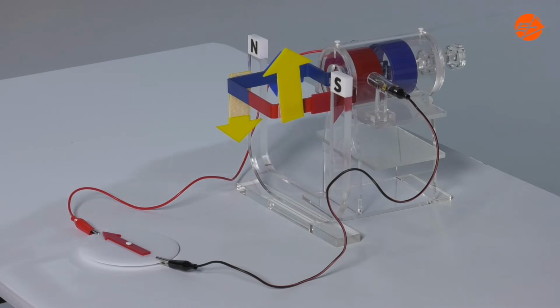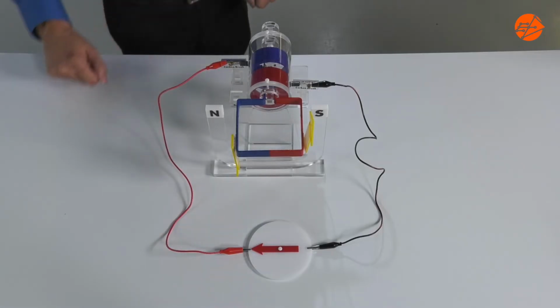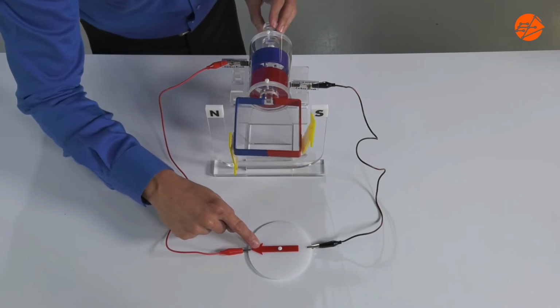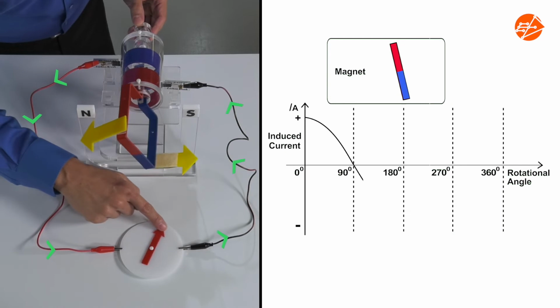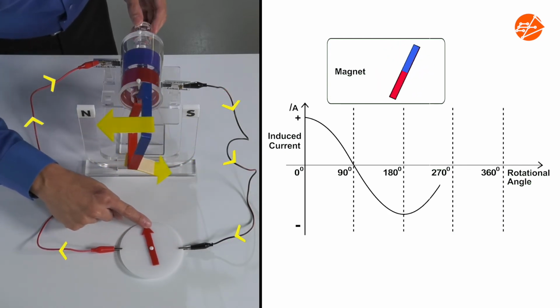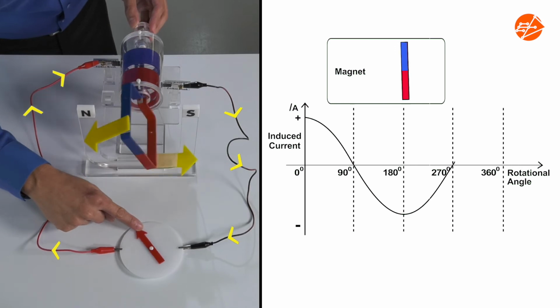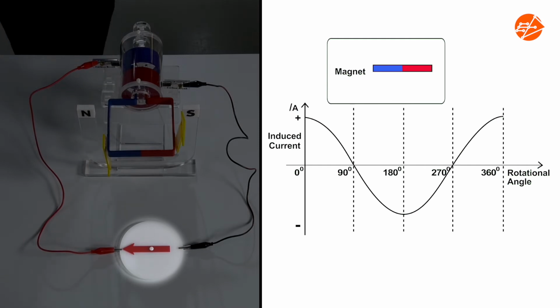Let us look at how the direction of the current changes as it goes through one full rotation. At the same time, observe the induced current against the angle of rotation graph plotted. The current changes direction as the coil crosses the 90 degrees and the 270 degrees positions, which is also indicated by the galvanometer and the direction of the current.